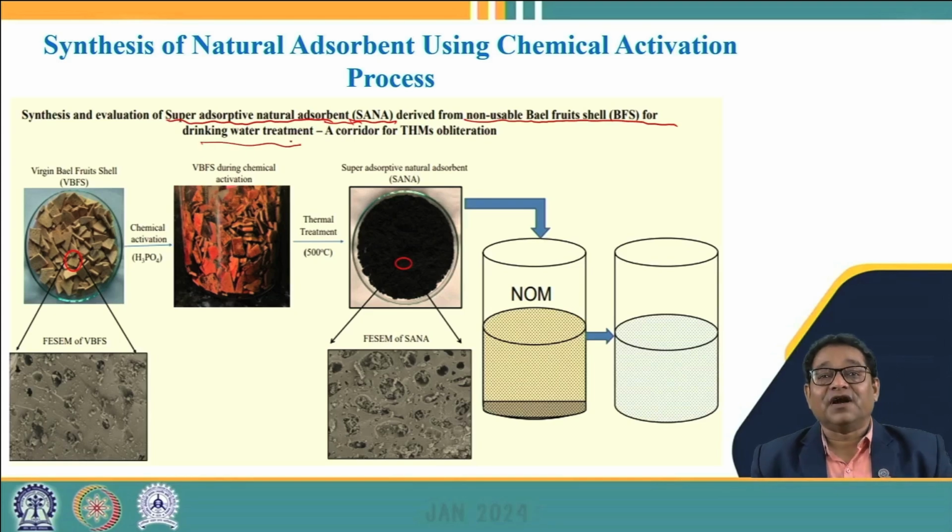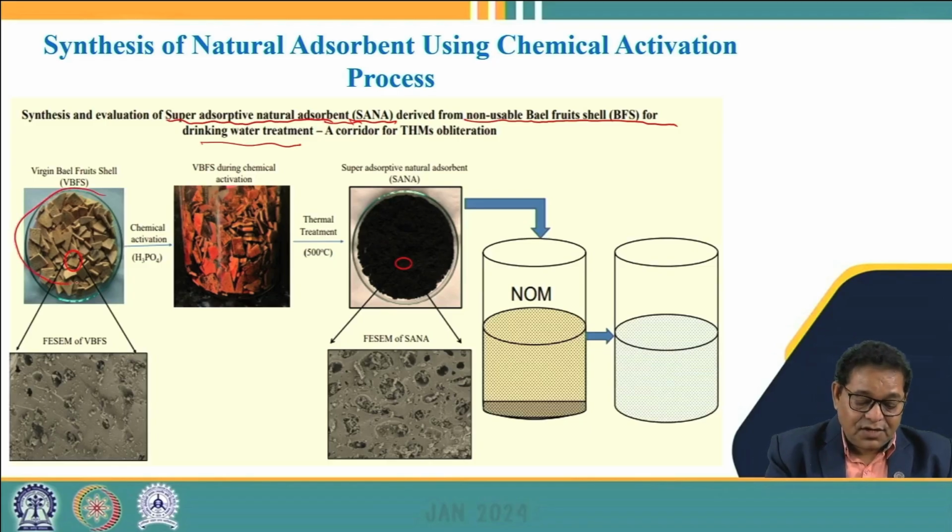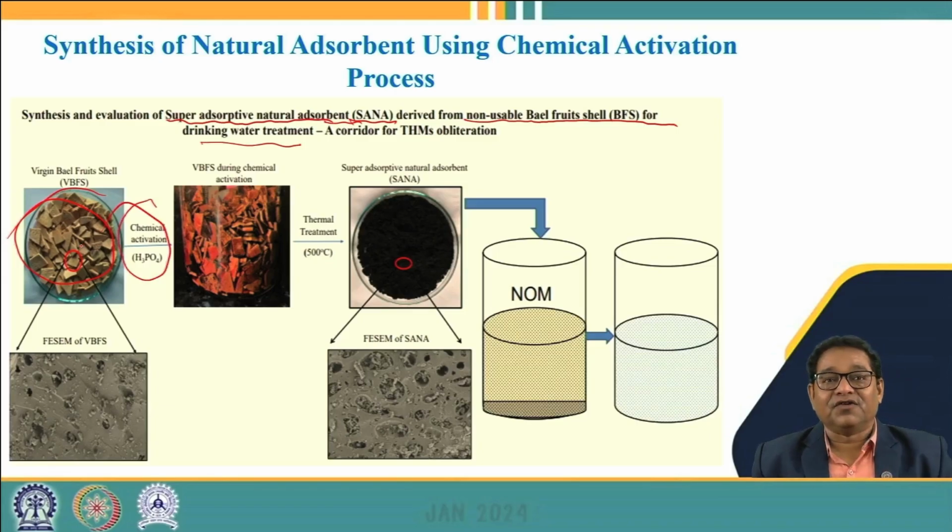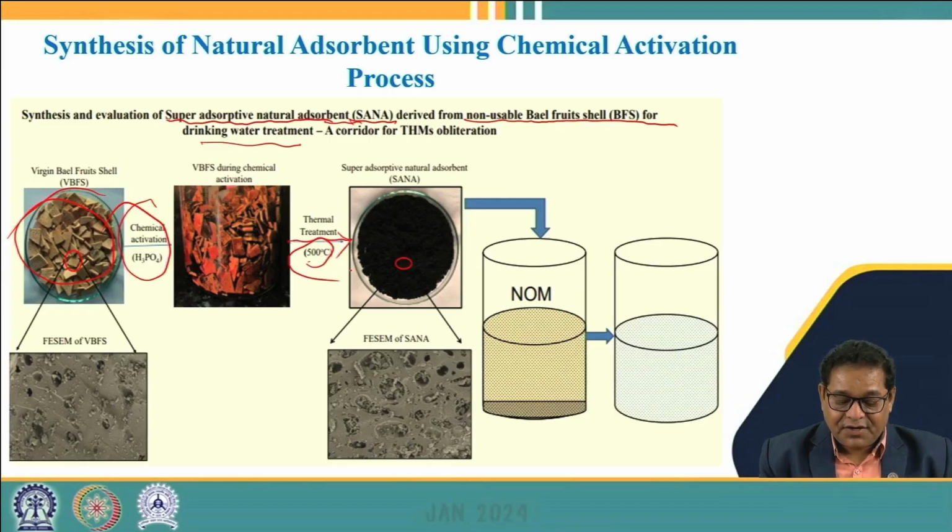So this kind of adsorbent, how it was prepared, this is a simple methodology just to illustrate. This is like the virgin bael fruit shell. So we have collected it. Then the chemical activation process is done by adding phosphoric acid, and this phosphoric acid, when it is added, will dissolve all types of impurities present in the bael fruit shell, and after this activation we further give the thermal treatment at around 500 degrees centigrade.